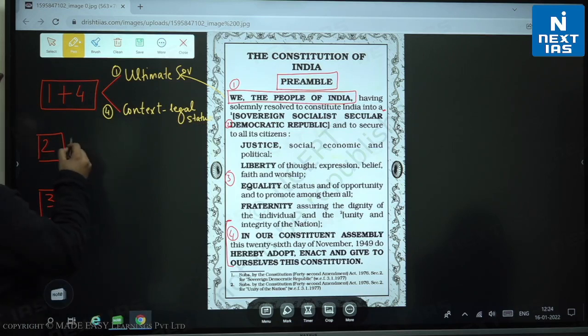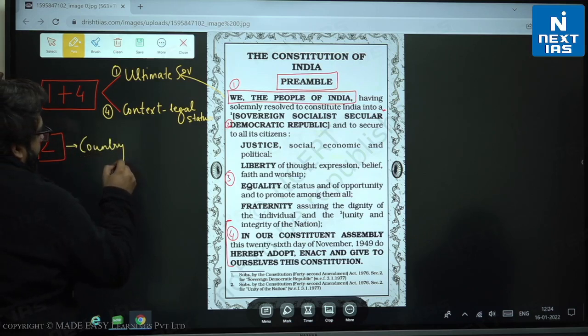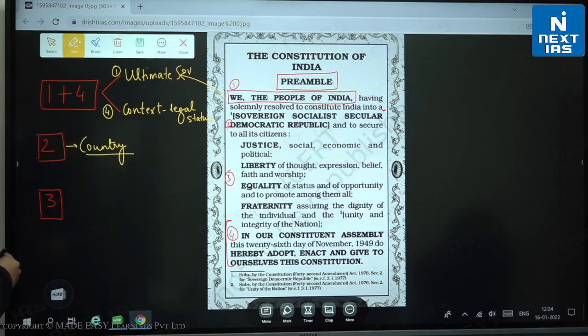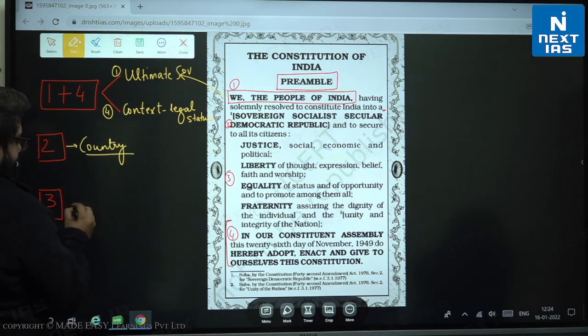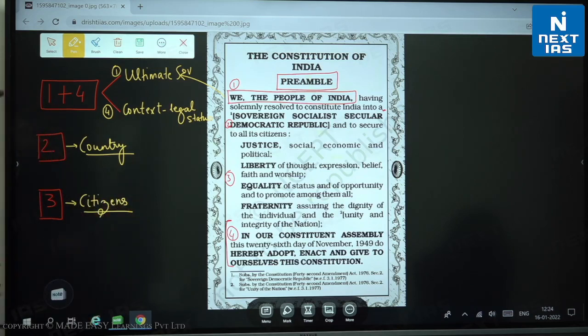Now, the second part are essentially words that describe the country as a whole. The third part describes aspirations for the people of the country, for the citizens of the country. Okay, so these are aspirations for the country, these are aspirations for the citizens.